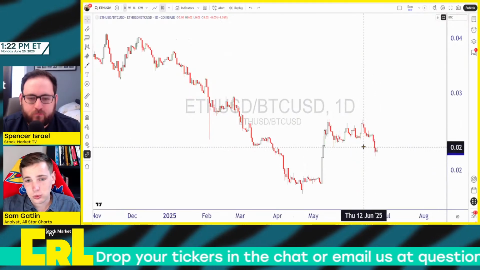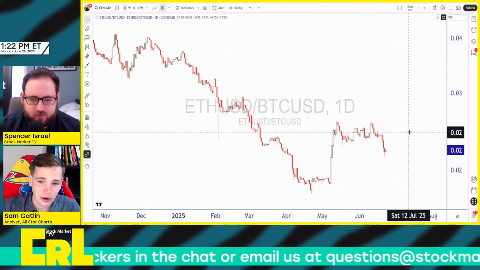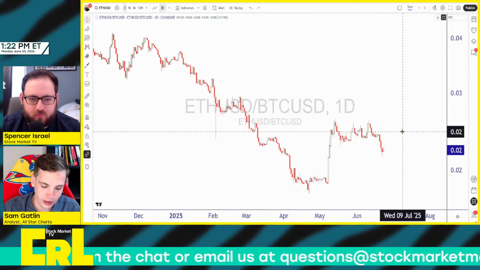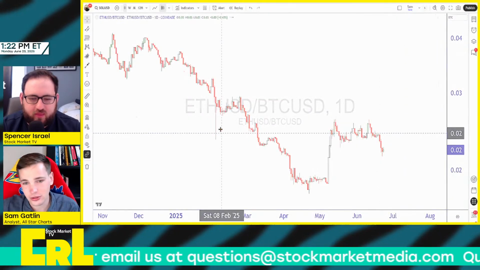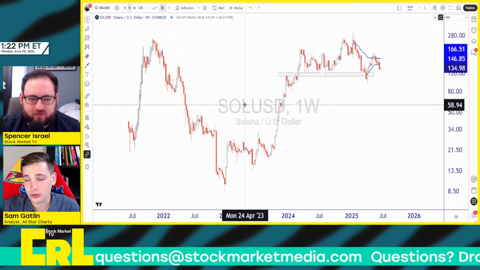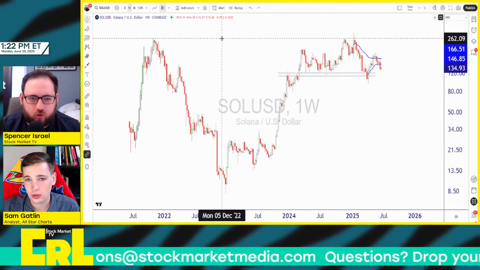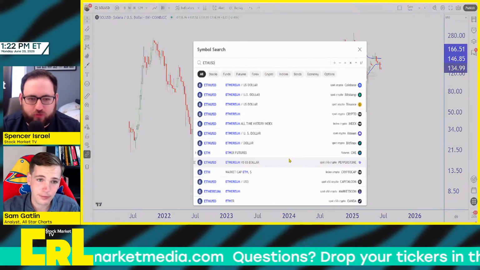ETH BTC is getting crushed, resolving a multi-week range. So this is not very constructive for the alt season, and therefore it's not very constructive for the Solana chart. And I think you're just going to continue to see this one churn sideways. That ETH outperformance was so quick. Yeah. It was like 2 weeks of total domination.